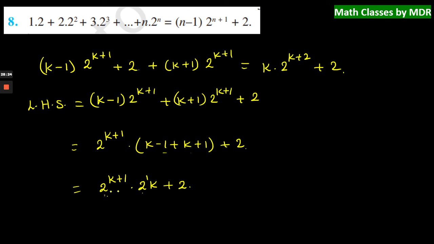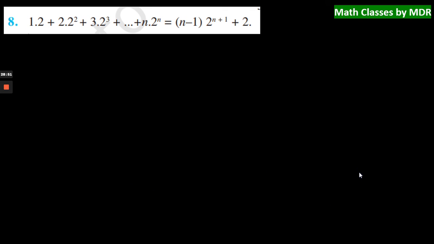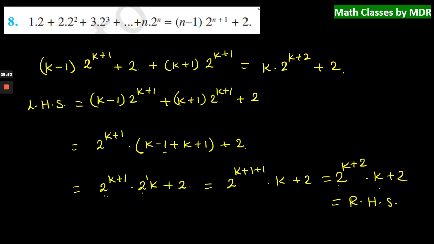So we have 2 to the power 1 here. When the bases are same, we can add the powers. So 2 to the power (k plus 1) into k, plus 2. So it is nothing but 2 to the power (k plus 2) into k, plus 2. This is what we have on the right hand side, k into 2 to the power (k plus 2), plus 2, which is equal to the right hand side. Hence proved. So P(k plus 1) is true.